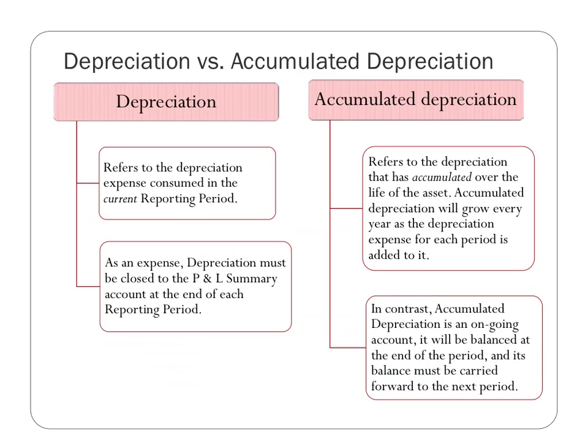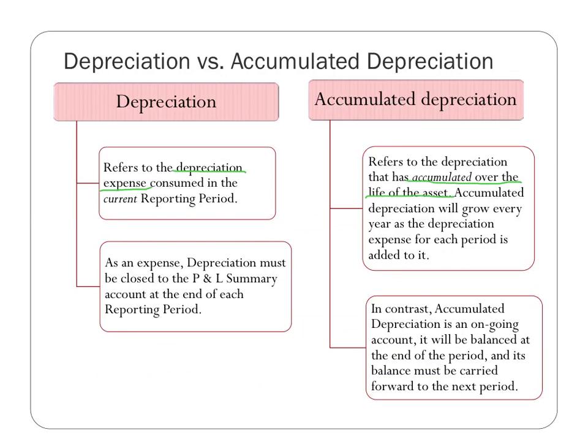Just making sure that we understand depreciation and accumulated depreciation and how they're different. Let's have a look at these two. What are the main characteristics? Depreciation refers to the depreciation expense. It's an expense consumed in the current reporting period. Whereas accumulated depreciation refers to depreciation that has accumulated over the life of the asset. It's an accumulation account, and it will grow every year as the depreciation expense for each period is added to it.